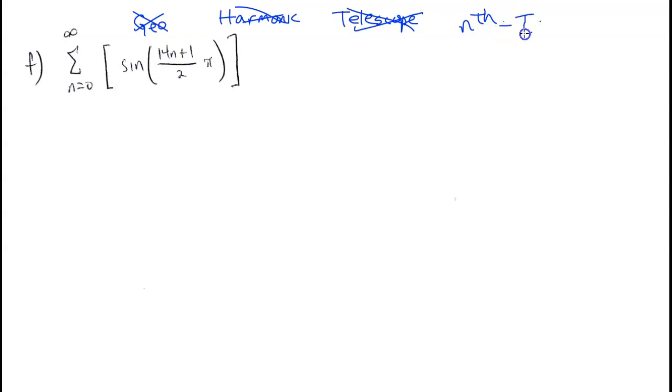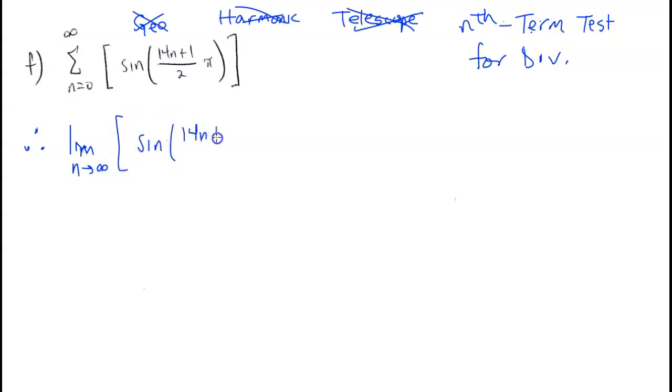If you remember, the nth term test or theorem for divergence basically says that unless the limit of the sequence from which our series is formed goes to 0, we automatically know that that particular series is going to diverge. So here, we need to evaluate the limit as n approaches infinity of our actual sequence here.